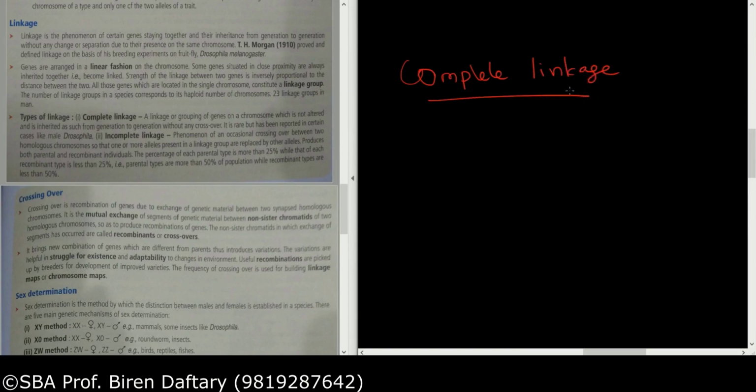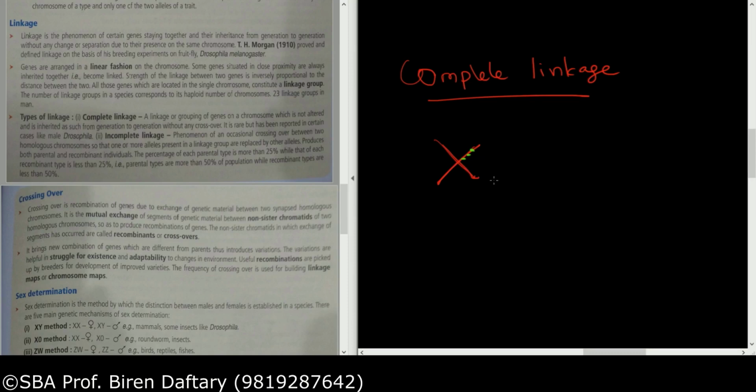What is complete linkage? Suppose this is the chromosome, and I am showing the genes, these 3 genes in green, present over here. After gamete formation, all these 3 genes are going to remain on the same chromosome. They are not going to cross over. So that is called complete linkage. When none of the genes cross over and they remain on the same chromosome, the phenomenon is called complete linkage.